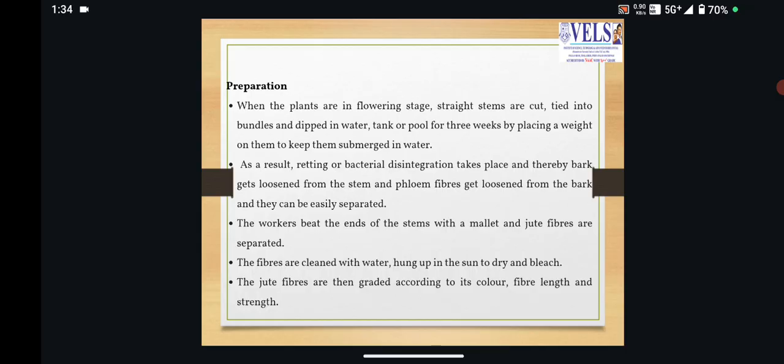Workers beat the end of the stem with a hard mallet or any instrument, and the jute fibers get separated from the bark material. The fibers are cleaned with water repeatedly. Then they are hung up on a rope in the sun to dry, and they can be bleached. The jute fibers are then graded according to color, fiber length and strength.